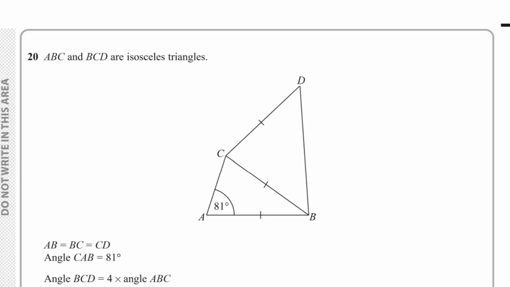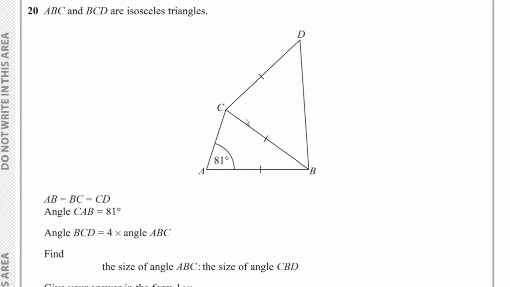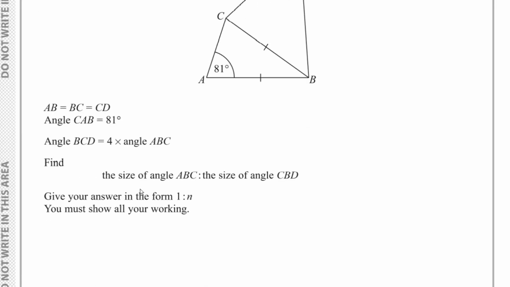Question number 20. ABC and BCD are isosceles triangles. AB is equal to BC, which is equal to CD, and the angle CAB is equal to 81 degrees. The angle BCD is 4 times the angle ABC. We have to find the ratio of the size of the angle ABC to the size of the angle CBD. Give your answer in the form 1 to n. You must show all your working.